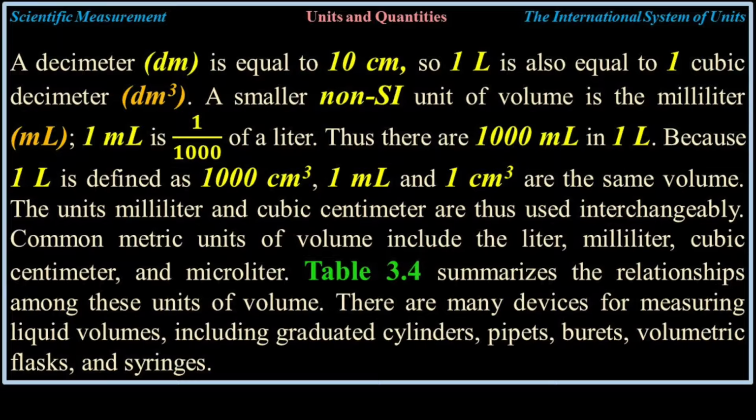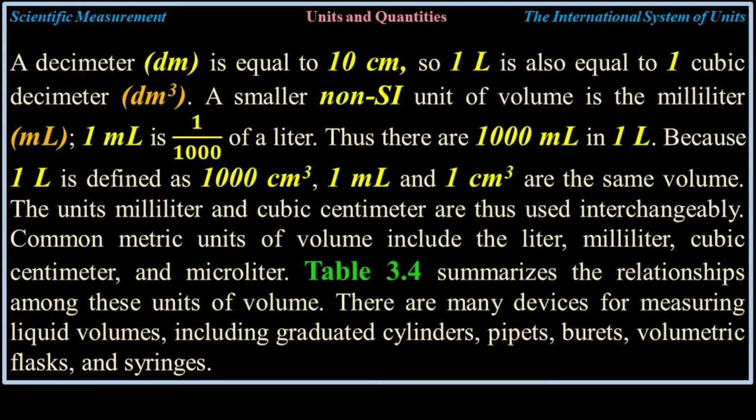A smaller non-SI unit of volume is the milliliter, M capital L. We usually use M small l, same. 1 milliliter is 1,000th of a liter. Thus, there are 1,000 milliliters in a liter because 1 liter is defined as 1,000 cubic centimeters. 1 milliliter equals 1 cubic centimeter, the same volume. The units milliliter and cubic centimeter are thus used interchangeably. Common metric units of volume include the liter, milliliter, cubic centimeter, and microliter. Table 3.4 summarizes the relationships among these units of volume.